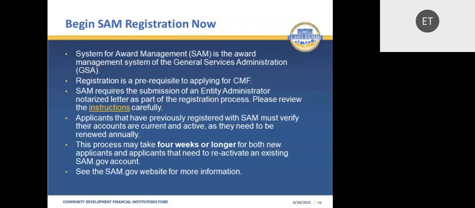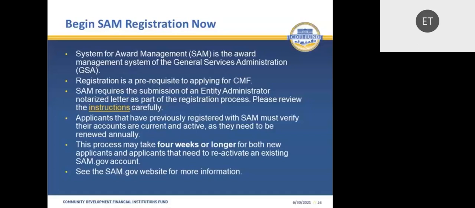If you can click on the instructions hyperlink there, and it will take you to the step-by-step steps that you need to perform in order to complete this important step. If you are already registered in SAM, please keep in mind that the SAM account is active for 1 year, and it needs to be renewed annually. So that's something that you want to confirm and make sure that your SAM account will not expire during the application process.